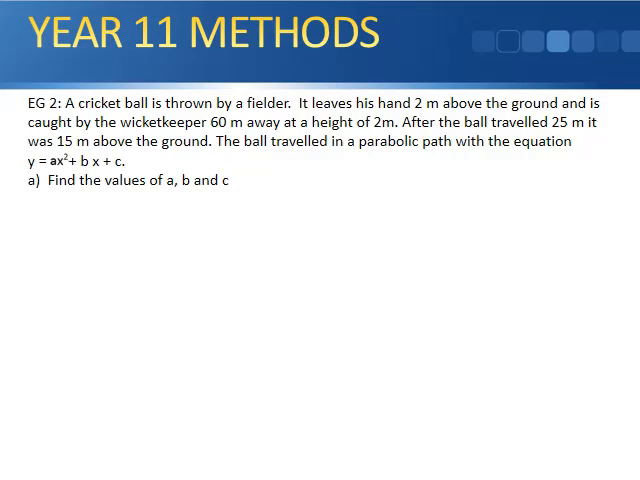Example 2. It's looking at a cricket ball thrown by a fielder. It leaves his hand 2 metres above the ground and is caught by the wicketkeeper 60 metres away at a height of 2 metres. After the ball travelled 25 metres, it was 15 metres above the ground. The ball travelled in a parabolic path, so it tells us it's a parabola with the equation y equals ax squared plus bx plus c. Find the values of a, b, and c.